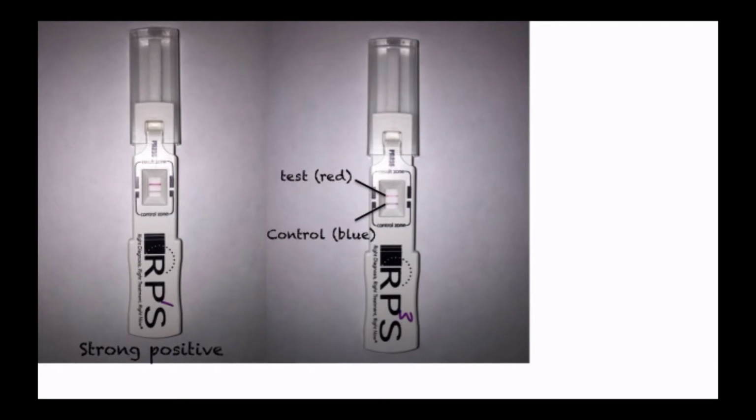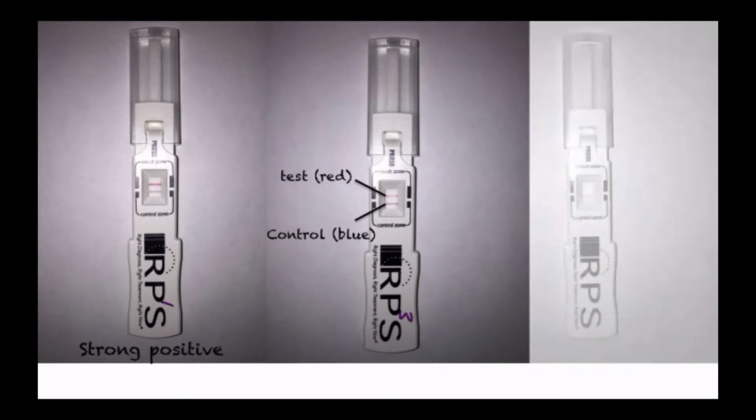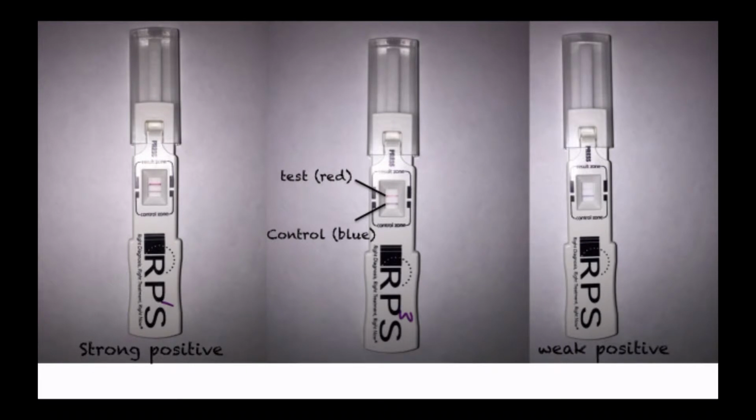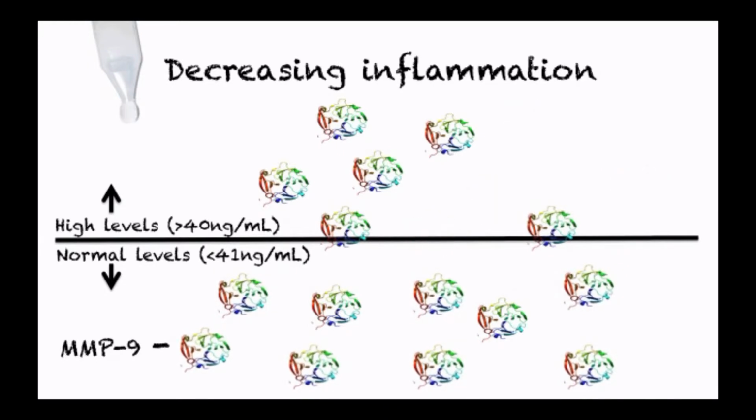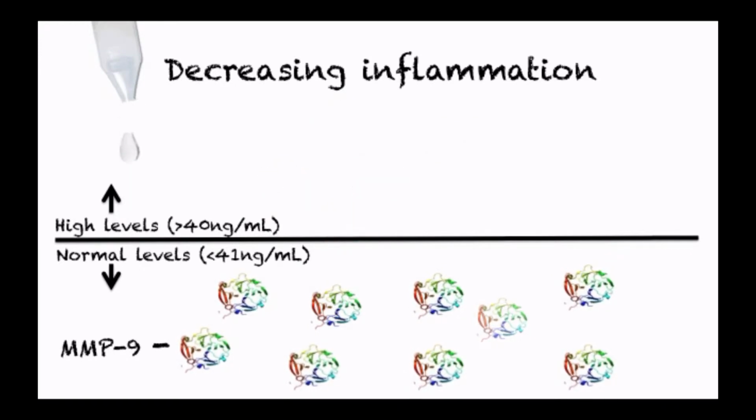Because the darkness of the red line is based on the amount of MMP9s in the tear film, the strength of the line may vary with varying concentrations of the inflammatory marker. We actually grade the strength of the red line as either a strong positive or a weak positive, as can be seen here. As with any inflammatory condition, the goal is to decrease inflammation and thus the level of MMP9s on the ocular surface. Fortunately, we have a number of ways to do this with both topical and oral therapeutics.